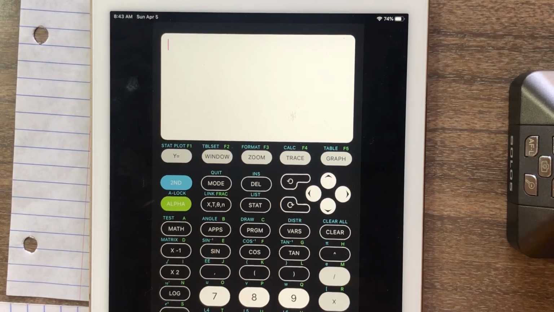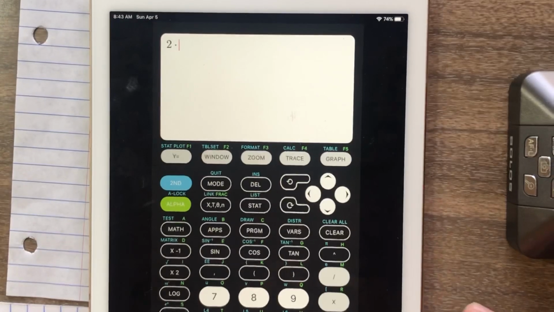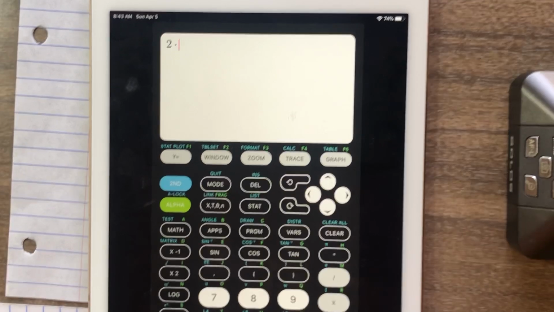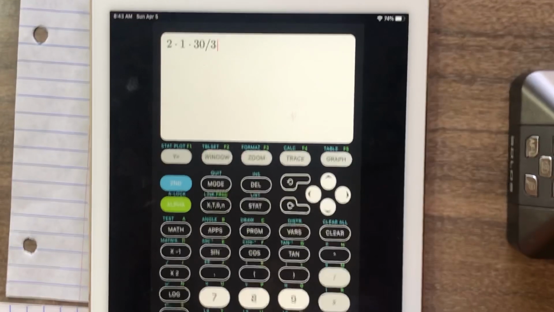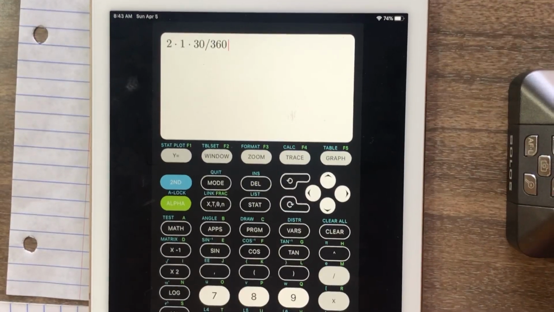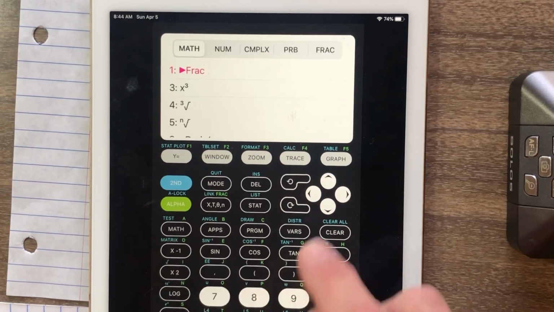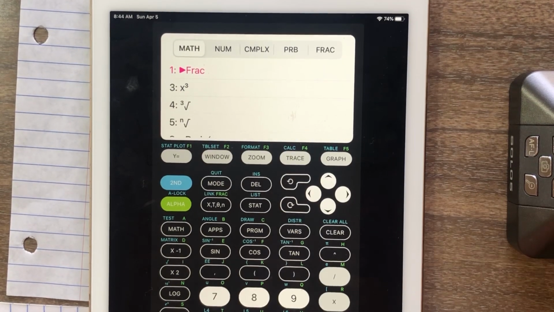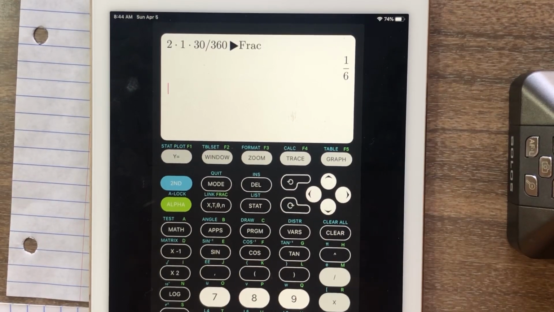When we calculate this, we're not going to actually type in the pi. So we're going to take 2 times 1, which is the radius. Notice I'm not putting the pi in there, times 30 divided by 360. And since I want this to be a fraction, remember I go to math, and the first choice is fraction, so I hit enter, and then I hit enter again, and it says that the answer is 1/6.